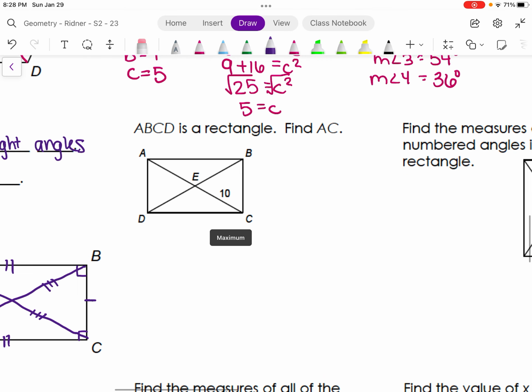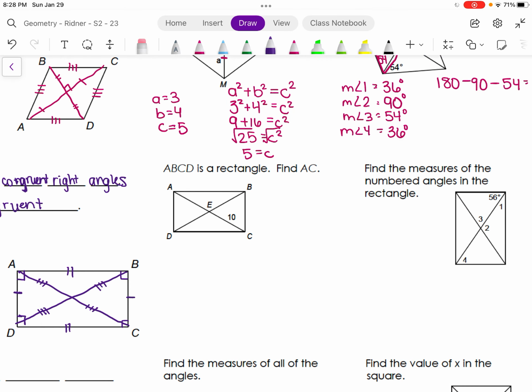For instance, this first example of ABCD, which is a rectangle, we want to find AC. So remember, we like to highlight what we're trying to find here. So if this is 10, we know that this is also 10. And 10 plus 10 is 20.